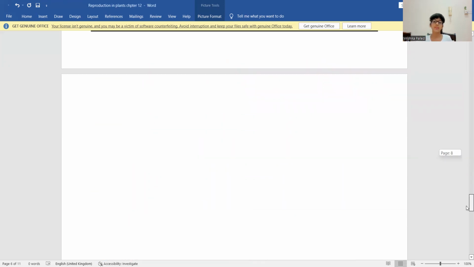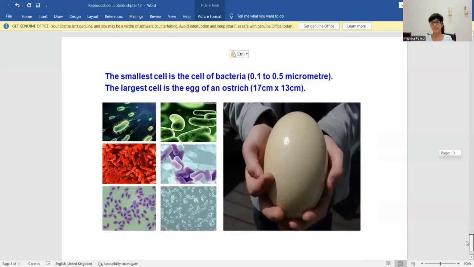Now let us see the size of cells. As I told you earlier, the size and shape of the cells vary depending on their functions. Now we will see the largest cell and the smallest cell in the world. The smallest cell in the world is the cell of a bacteria, which is 0.1 to 0.5 micrometers. While the largest cell in the world is the egg of an ostrich, that is 17 centimeters to 13 centimeters.